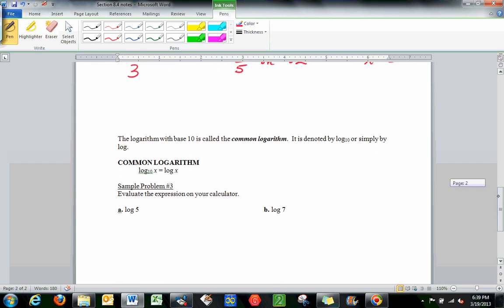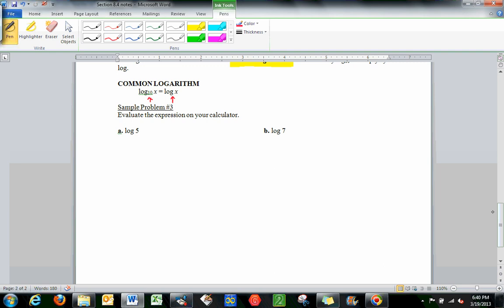So logs with a base unit of 10 are actually called the common log because that's based off of our counting system. So what you'll see a lot of times is instead of writing the base unit 10, it'll simply be missing. So instead of writing the base of 10, we'll just simply write it without. Now, fortunately, your calculator recognizes this. So we see in sample problem 3, it asks us to evaluate the expression on our calculator. Well, we know that this is the same thing as log base 10 of 5.